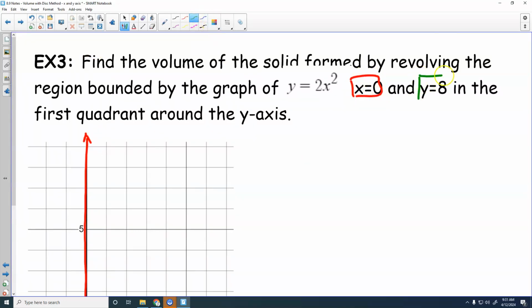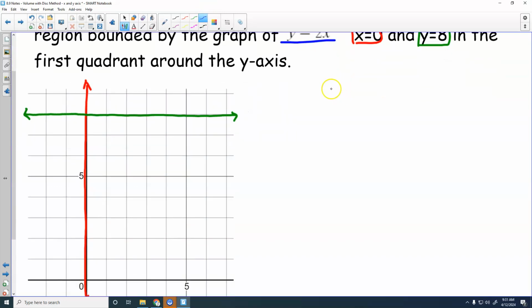We need y equals 8. That is a horizontal line here for y equals 8. And then we've got y equals 2x squared. So if we just plug numbers into that, like make a table, 0, 2 times 0 squared is just 0. If we do 2 times 1 squared, we're going to get, oh wait, no, we won't get 1 here, will we? We'll get 2, because you'll be doing 2 times 1 squared, which will give you 2. And then we'll do 2 times 2 squared. That's going to give us 8.